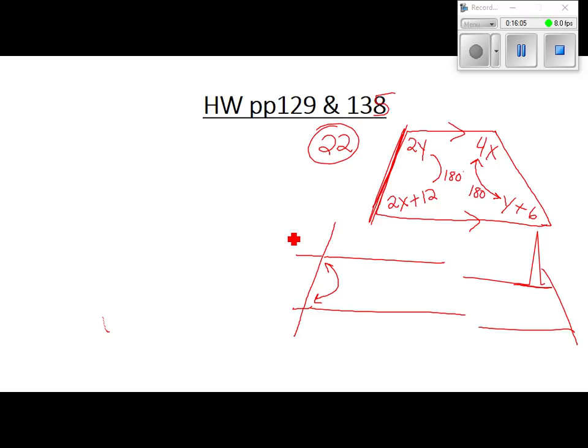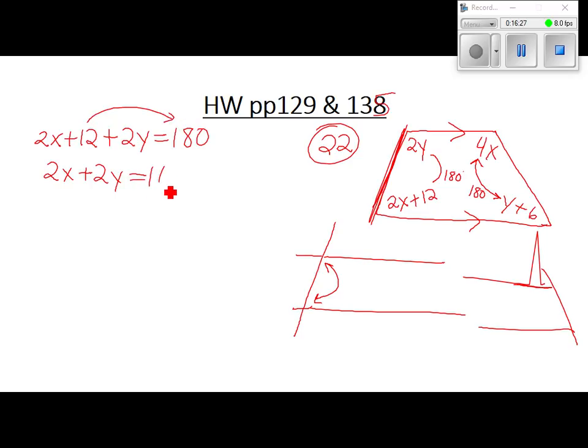Now watch closely on this one, because if I set up this equation, I know those two add up to 180. So 2x plus 12 plus 2y equals 180. Well, I can simplify that down a little bit and go 2x plus 2y. I can move the 12 to the other side by subtracting 12 and get 168. But that's about as far as I can go, because what's wrong with that? It's got x's and y's, so you can't solve it.